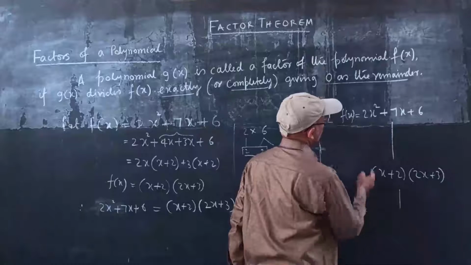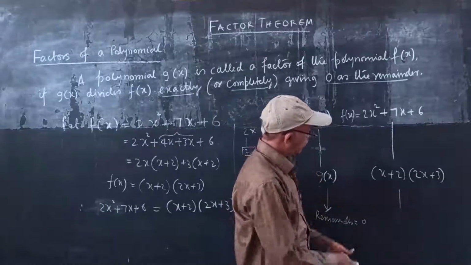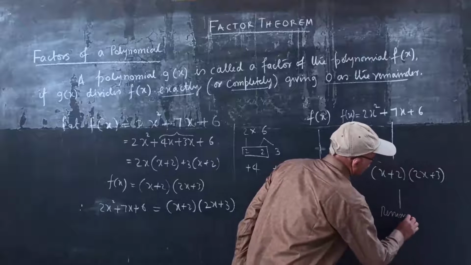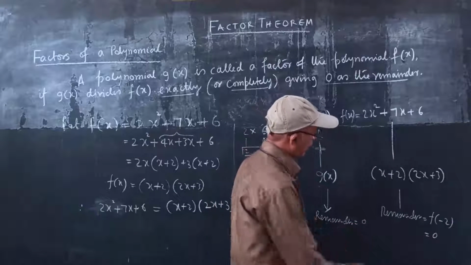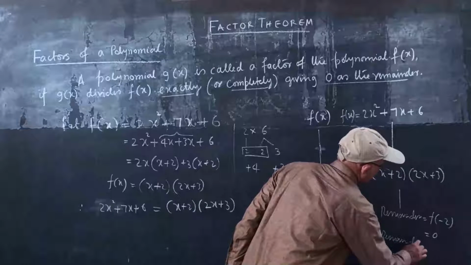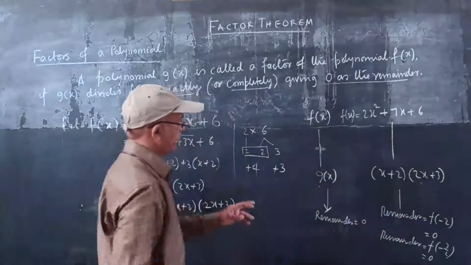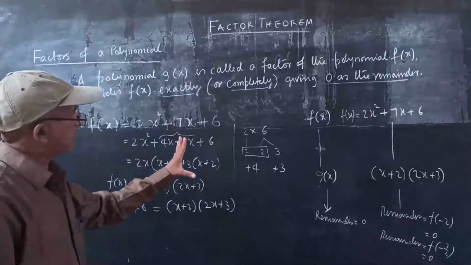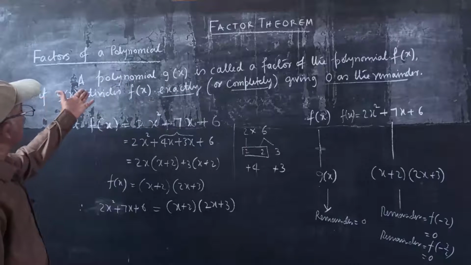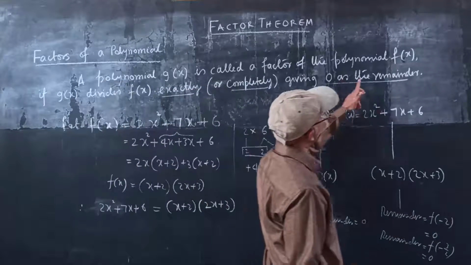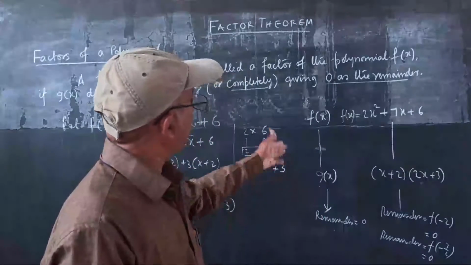Exactly the same way, when we divide the polynomial 2x square plus 7x plus 6 by x plus 2, the remainder is equal to f of minus 2. So you will get 0. Similarly, the remainder is equal to f of minus 3 by 2. Here also the remainder will be 0. So this example illustrates the concept. A polynomial g(x) is called a factor of the polynomial f(x) if g(x) divides f(x) exactly or completely, giving 0 as the remainder. If we apply the remainder theorem, we will get the remainder. So if we get 0, then we say g(x) is a factor of f(x).